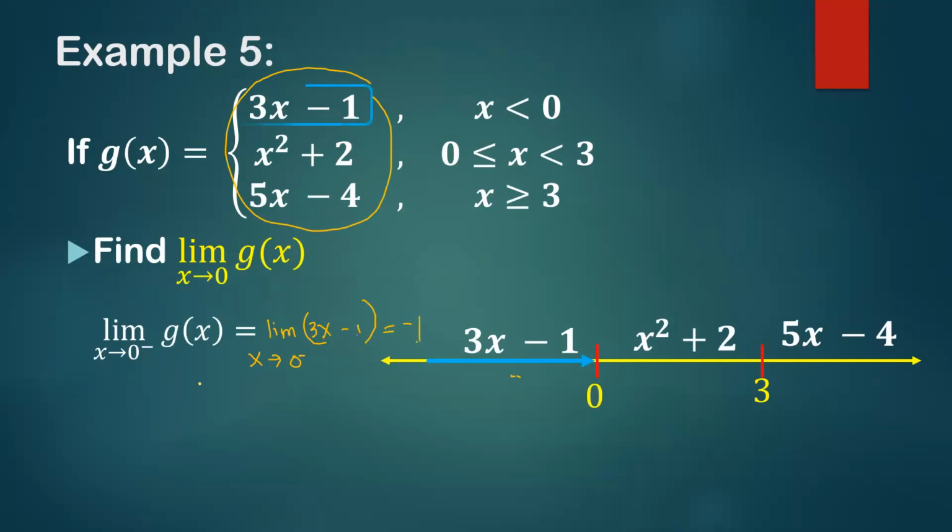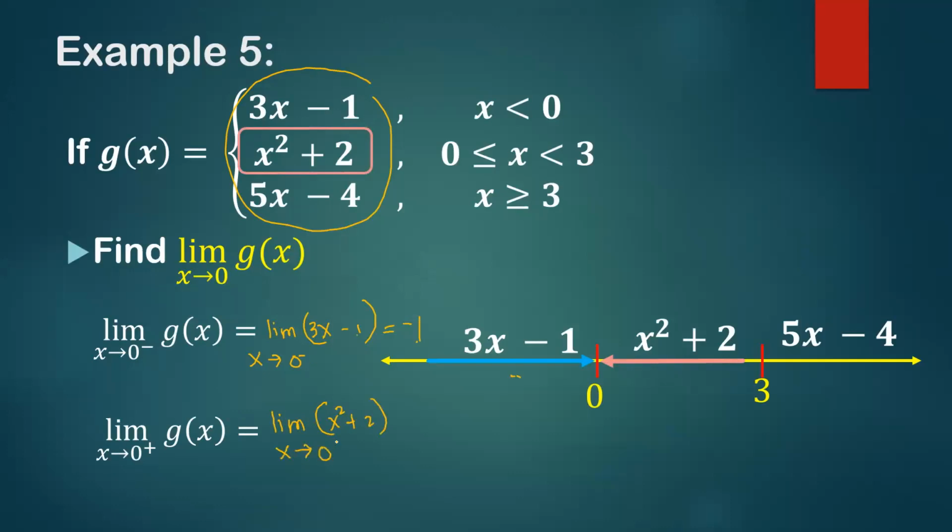Okay? As x approaches 0 from the right naman, pag ganito yung behavior niya. Okay? So, 0 from the right, ito yung gagamitin nating definition ng g of x. So, we will have limit of x squared plus 2 as x approaches 0 from the right. So, we have here 0 plus 2. So, this is approaching the value 2. So, ito, negative 1, ito ay 2. So, the limit of g of x as x approaches 0 does not exist.